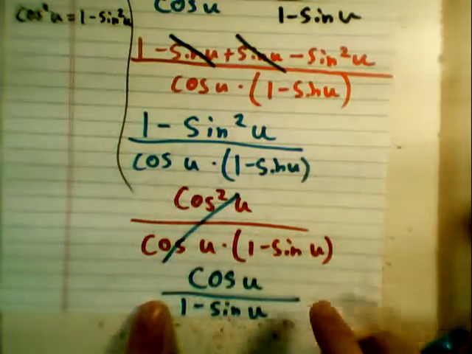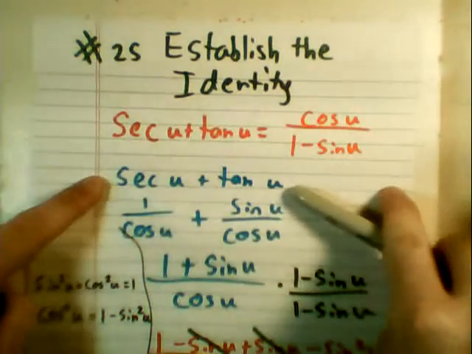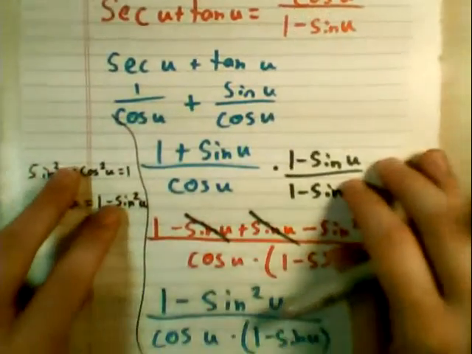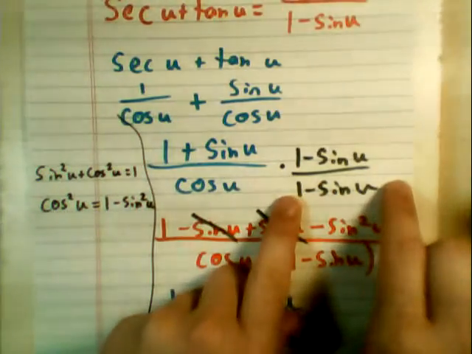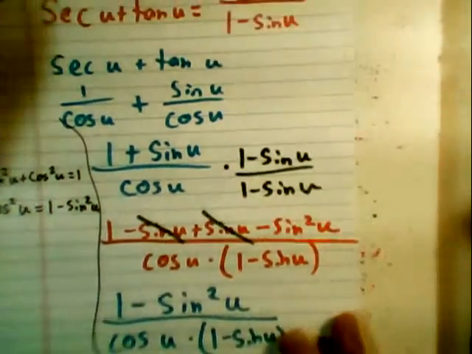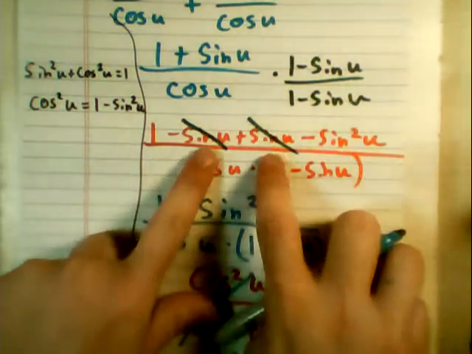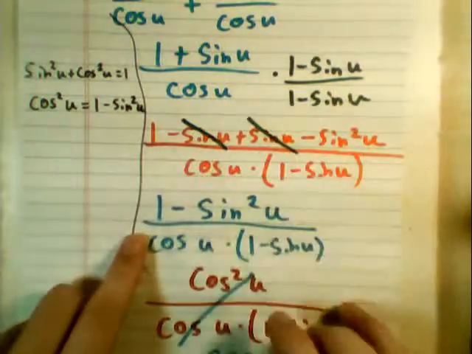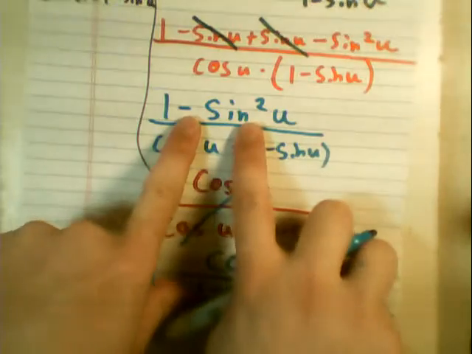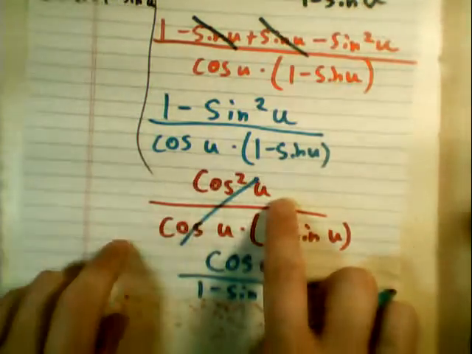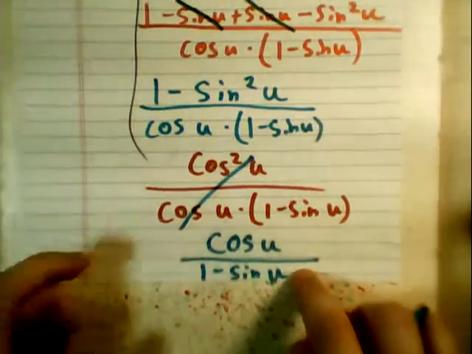So we got this by first putting this in terms of sine and cosine. Then when we combined it into one fraction, we multiplied by the conjugate pair of the top. We FOILed the top out and canceled the inner signs. We switched this with its Pythagorean identity of cosine squared u. We canceled the cosine, and we finally ended up with the identity that we wanted to prove.